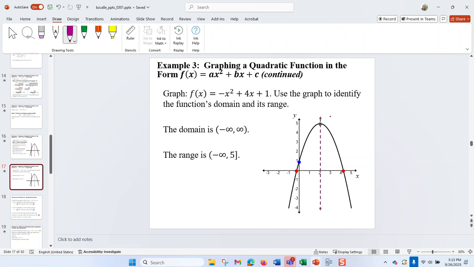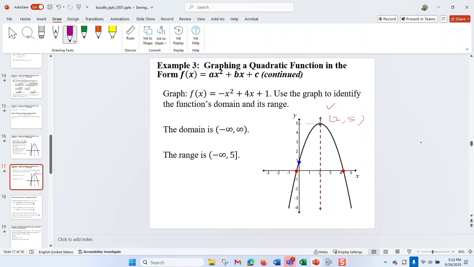So this one here is 2, and this one here is 5. Okay, so that's your vertex. All right, so your y is going to go from negative infinity up to 5, including 5, so you use the bracket in here.